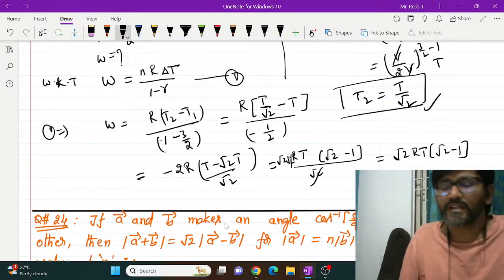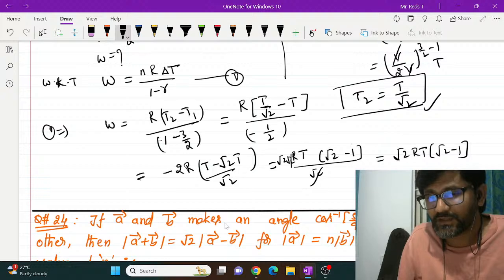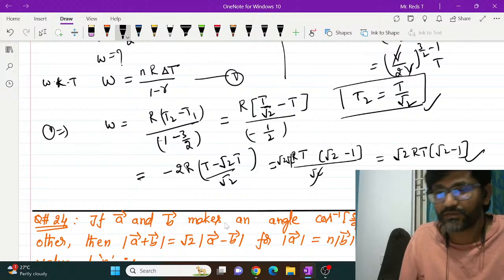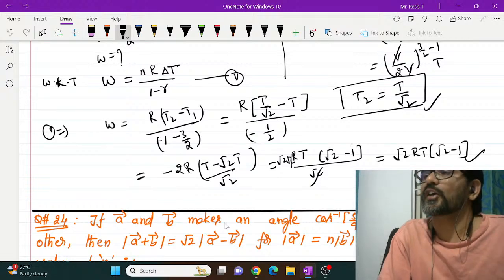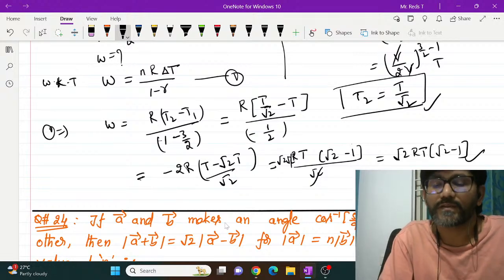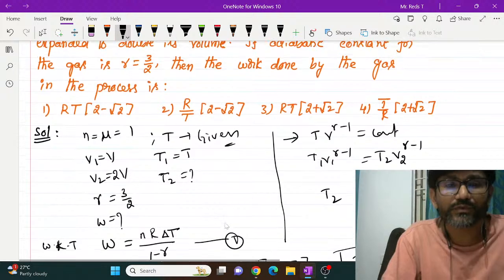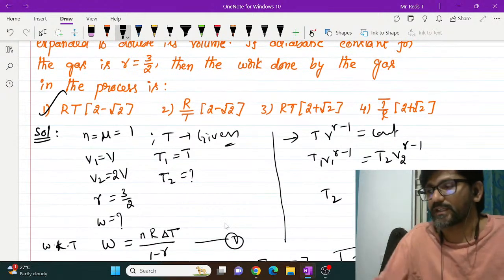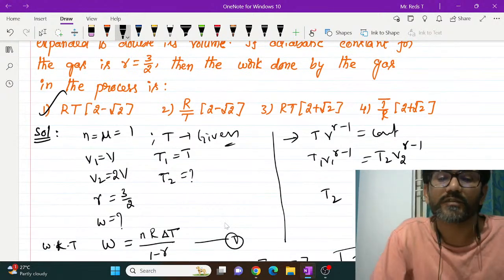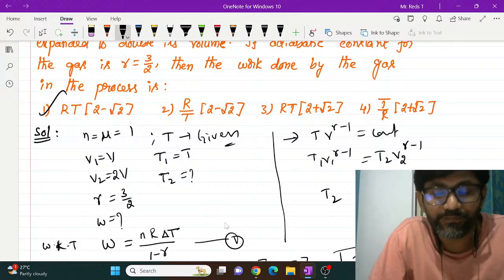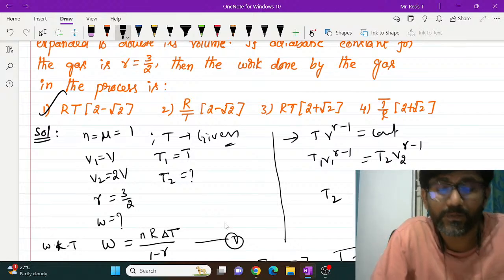If this option is there, that is okay. Otherwise you can also write it as RT into, if you multiply root 2 inside, then root 2 into root 2 becomes 2 minus root 2. This is also correct. So based on this you have to select the appropriate option. So RT into 2 minus root 2, option 1 is the correct one. This is how you have to simplify. This is a very simple question, the only thing is you have to follow properly. I hope it is clear for you.